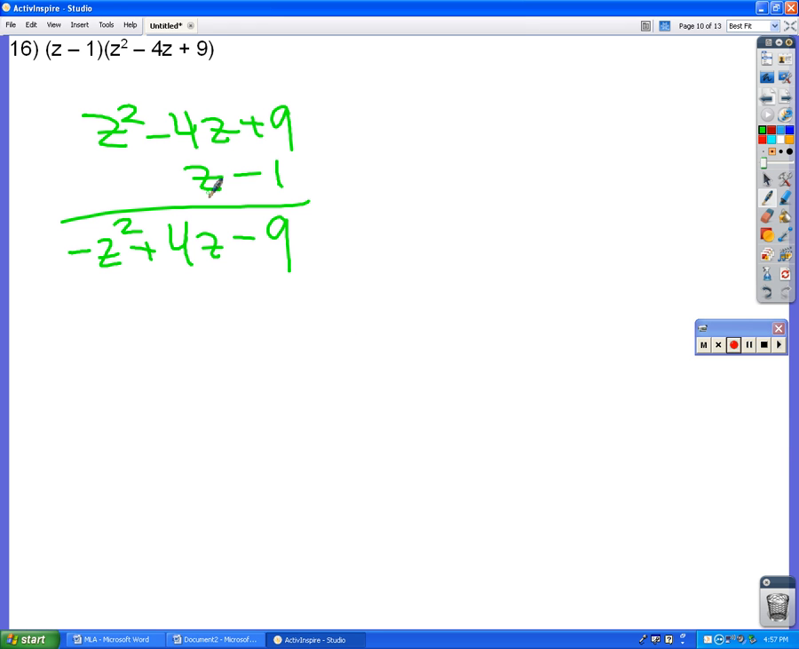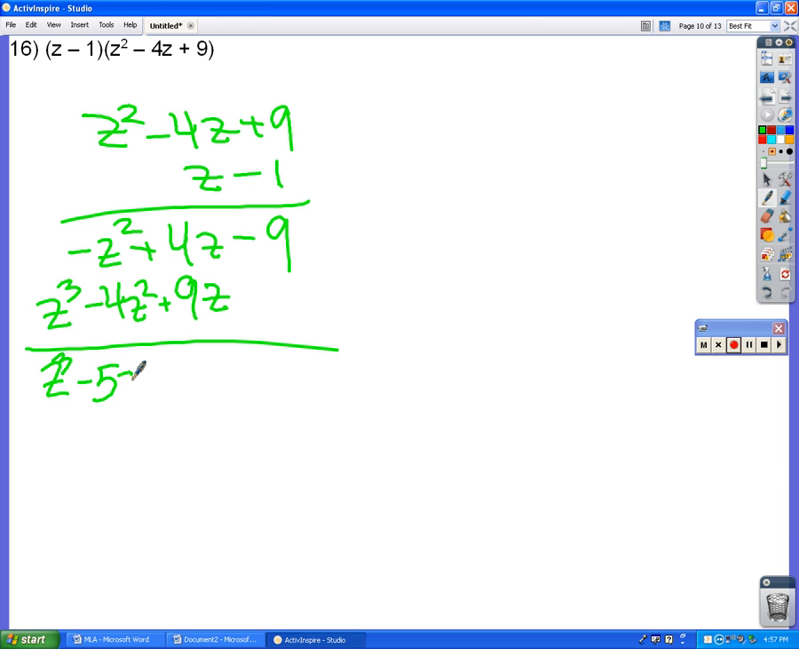Then I scoot over here to the z. Z times 9 is 9z. Z times negative 4z is negative 4z squared. And z times z squared is z cubed. Now when I add these up, I have z cubed minus 5z squared plus 13z minus 9 for my final answer.